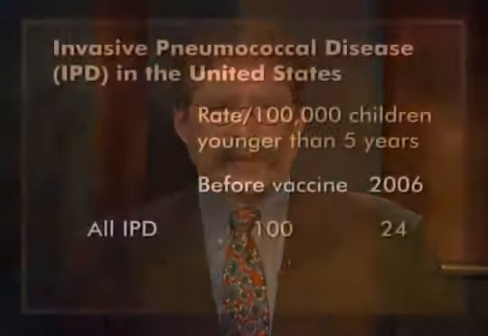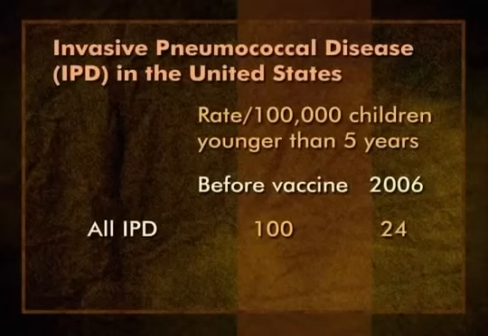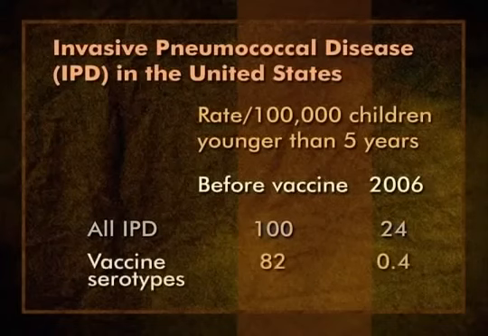Data collected by the active bacterial core surveillance system suggests that the conjugate vaccine is already having an impact on invasive pneumococcal disease in young children. In 2006, the rate of invasive pneumococcal disease caused by all serotypes in children younger than 5 years of age was 24 cases per 100,000 population, down from 100 cases per 100,000 population before the vaccine was licensed.